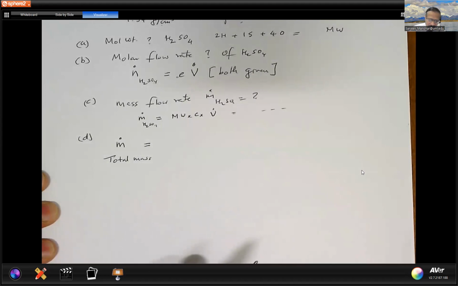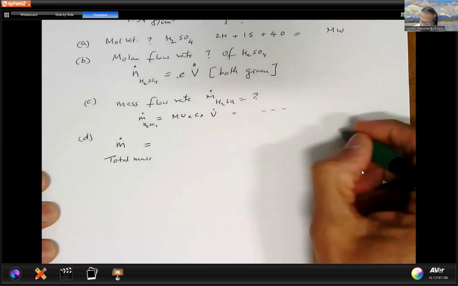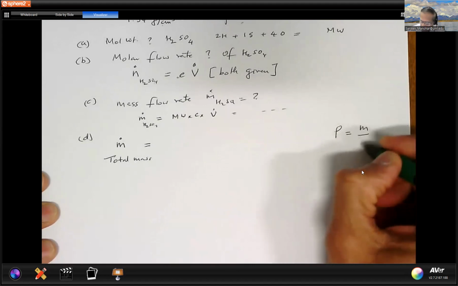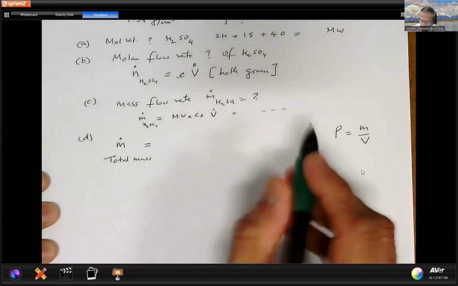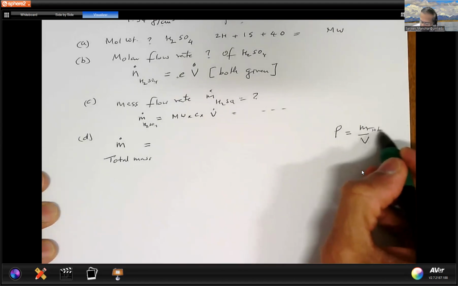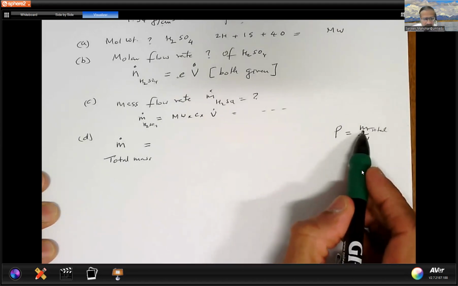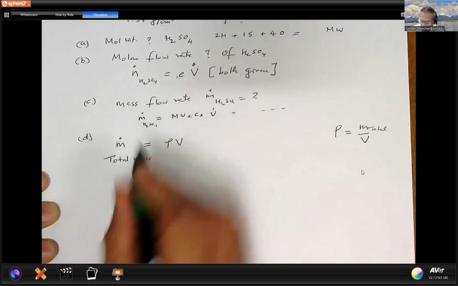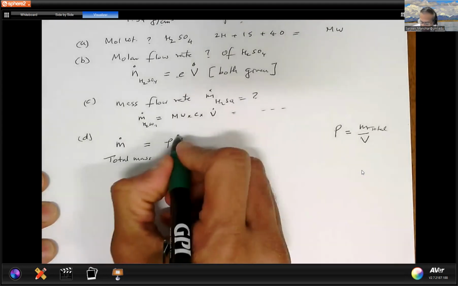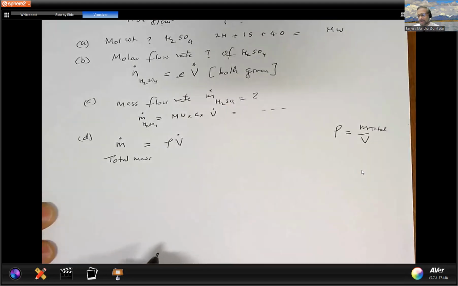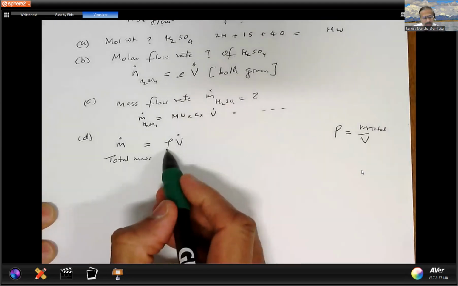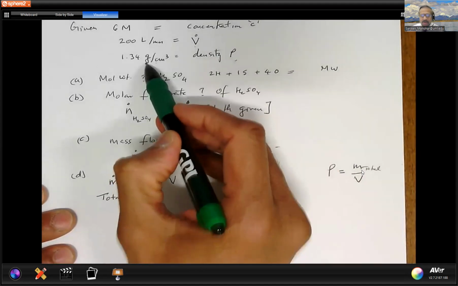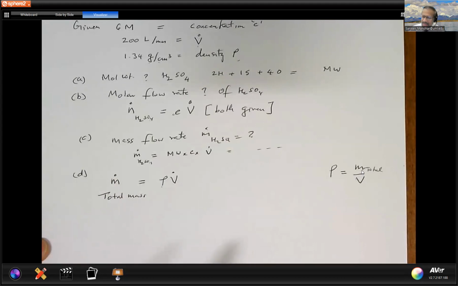Remember, mass of something is what? Remember that one? Density is equal to what? Mass over volume, right? So this is total, right? So obviously mass is density times volume. Mass flow rate is density times volumetric flow rate, okay? So plug in the density is given, right? Density is given over here. That's how you do it, okay? Good luck.